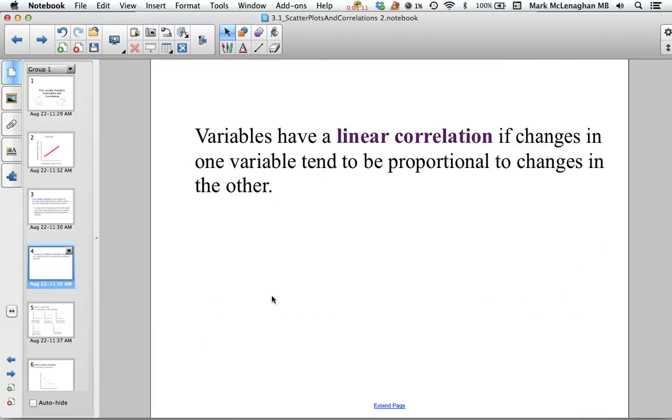Okay, so the variables have a linear correlation if changes in one variable tend to be proportional to the changes in the other. So basically, the independent variable causes some sort of change in the dependent variable.